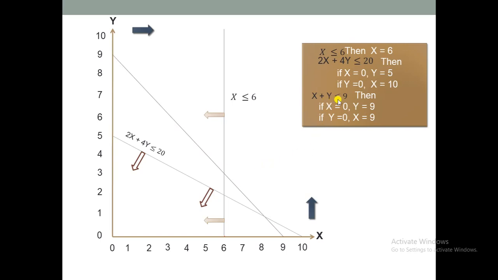The third constraint is x plus y equal to 9. X is 9, y is 9. So here x is 9, y is 9. We have plotted these 2 points and connected them with a straight line. So the inequality is x plus y less than or equal to 9. Obviously it is again less than, so the region will be below the line. The region is going to be below the line.